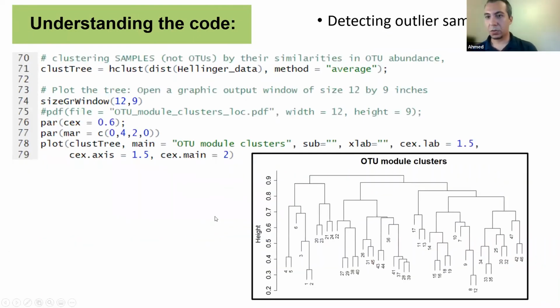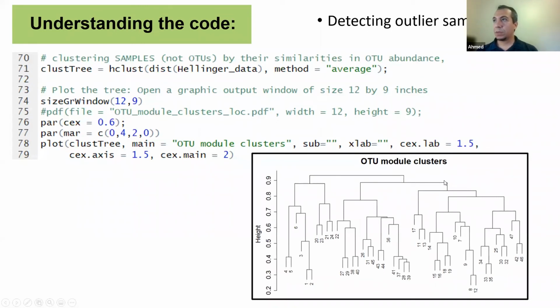One more thing to do before building the network as a quality control is to also look at your samples for outliers. And this is basically by doing a simple hierarchical clustering. This is line 71 here. You do this hierarchical clustering on the distances within your data set that is Hellinger transformed. And you look at the output from that.